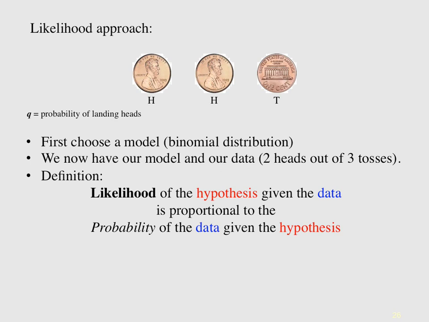So we're going to use something called likelihood. Okay? Likelihood has a common sense meaning. So you might say the likelihood of so-and-so becoming winner of The Voice is pretty high, right? Anyway, it's similar here, but it has a more precise meaning. The likelihood of the hypothesis given the data is proportional to the probability of the data given the hypothesis. Often it's equal to.